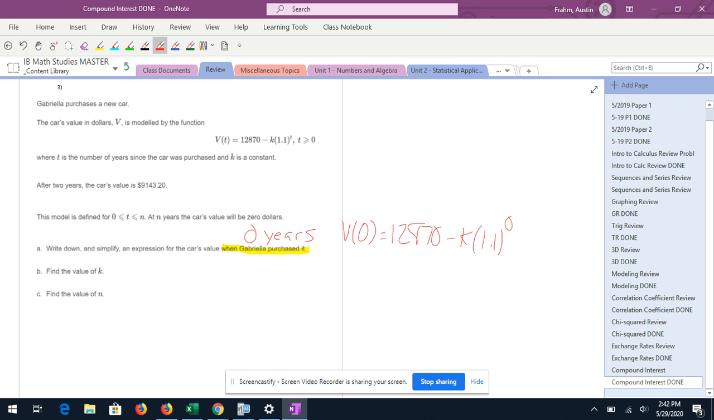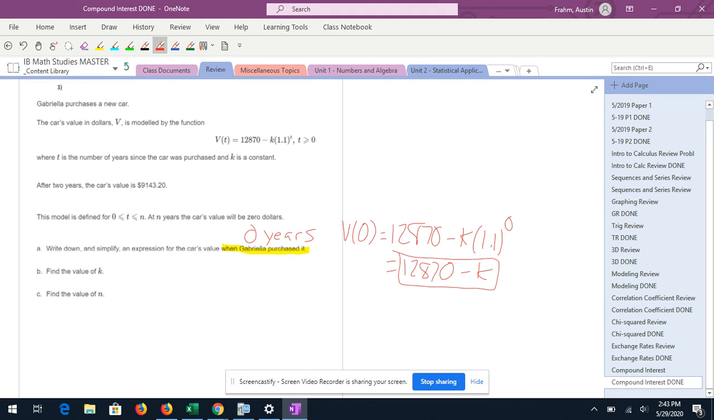Now, an exponent rule you should know is that anything to the 0 power is equal to 1. So really this is k times 1, which is k, so it's just 12,870 minus k. That would be our simplified expression that shows the value of the car when she bought it. They didn't say it necessarily had to be a number, just an expression. So we can leave our final answer like that.